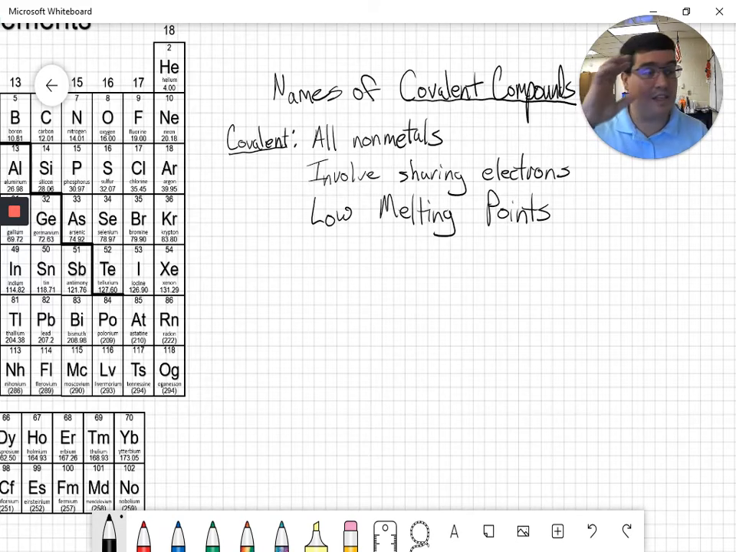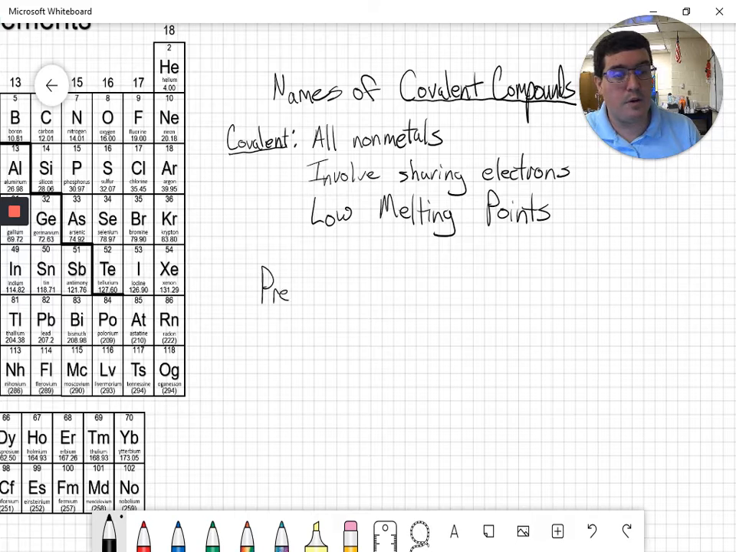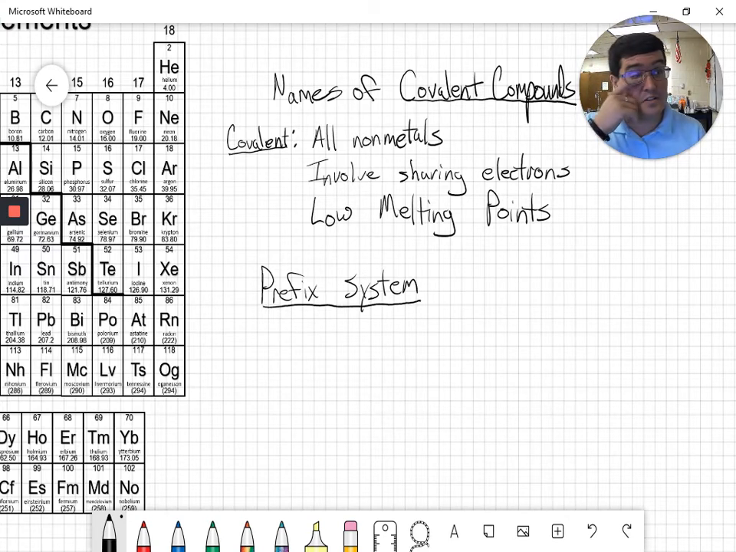Naming covalent compounds is super duper easy. To name them, we use something called the prefix system. And so you had to memorize Roman numerals for ionic compounds. For this one, you're going to have to memorize a few prefixes.